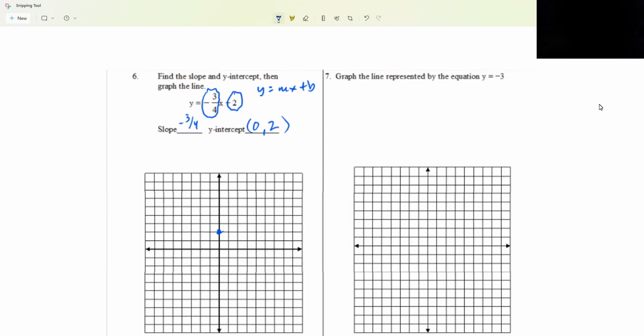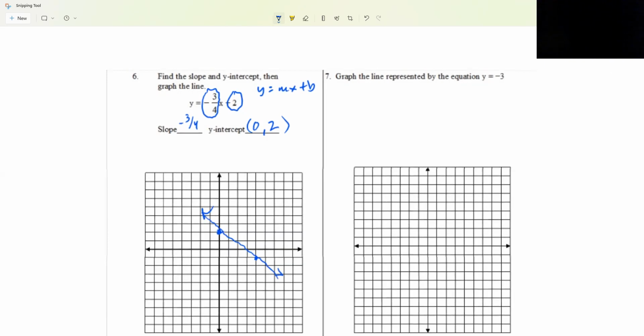Okay. So remember, with slope-intercept form, just start at your b there, 0, 2. Then use your slope to plot another point. So I'm going to go over 4, 1, 2, 3, 4, and I'm going to go down 3, 1, 2, 3, and plot your point, and then you're done. Okay, just got to draw the line.